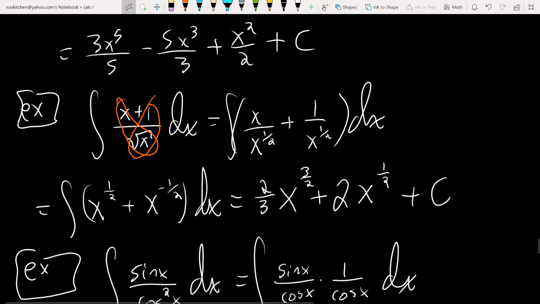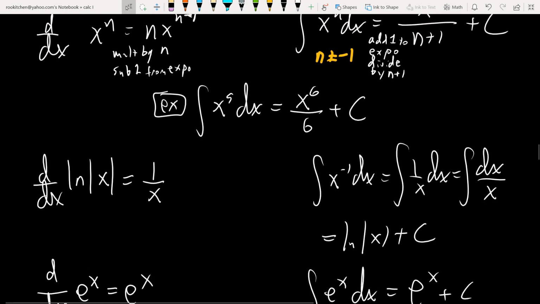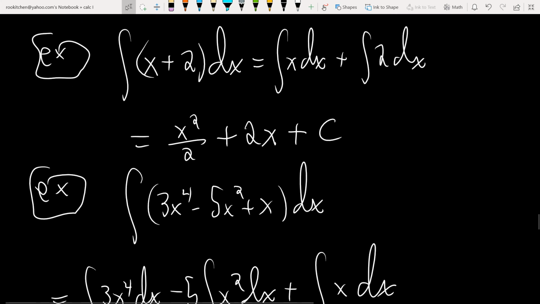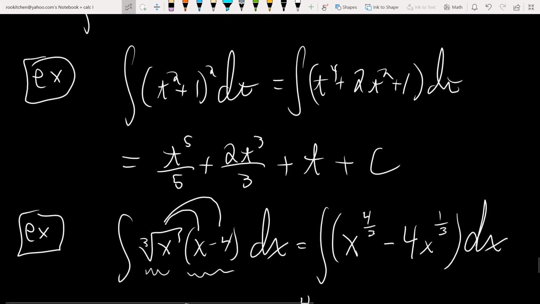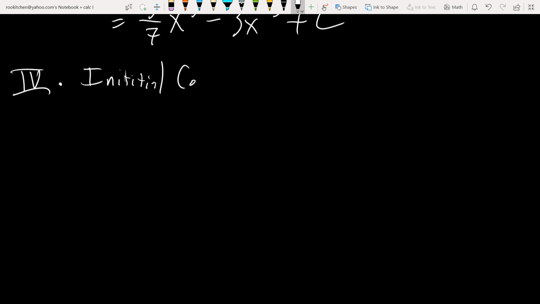Way back here, I talked about general versus particular solutions. So in general, when you do an antiderivative, you're going to get this plus c thing. If you have an initial condition, you can figure out where you are, the particular solution in the family of curves. So that's what we need to talk about here. Section 4, initial conditions, and also particular solutions.